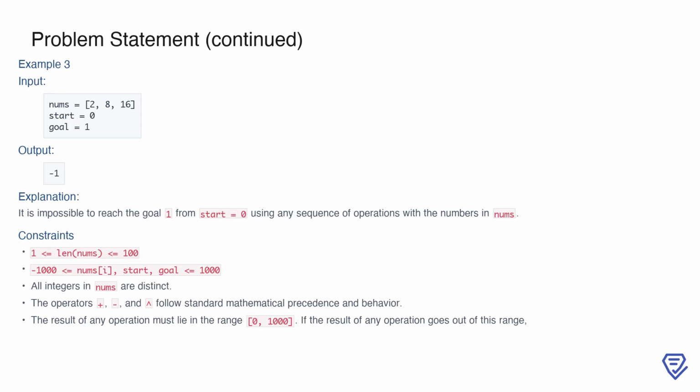Let's examine a scenario where it is impossible to reach the goal. If nums is 2, 8, 16, start is 0, and goal is 1, the output is -1. Starting at 0, no sequence of operations using the numbers in nums will ever yield the value 1. Hence, the function should return -1 to signify that it is not possible to convert start into goal under the given constraints. This highlights how the problem involves exploring different combinations of operations and numbers to determine if the goal can be achieved and, if so, with the fewest steps.